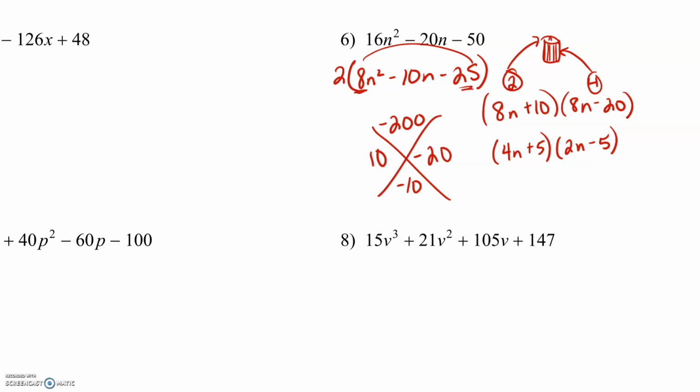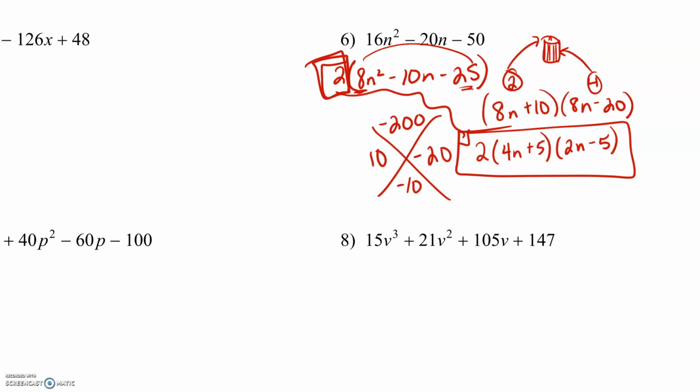Okay, this is not the final answer, because remember, we took out a number at the very beginning. We can't forget about this guy. That's the manager of the team. He needs to be in the team picture, so don't forget about him. He's in the final shot. That would be completely factored.